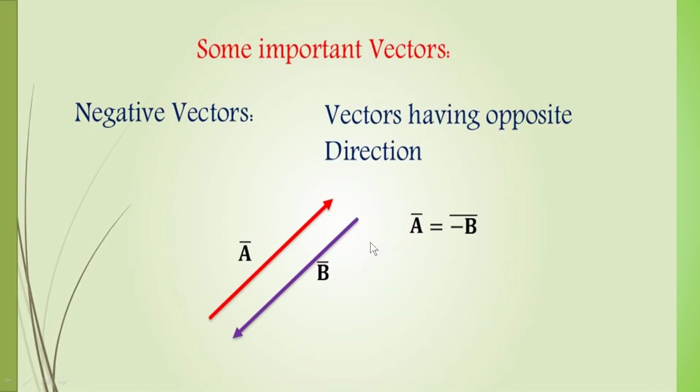Negative vectors: vectors having opposite directions. If one vector is directed upward and the other is directed in the opposite direction, then vector A and vector B are negative to each other. Their magnitude is equal, their direction is opposite. So we can say that these are negative vectors to each other, vector A and vector B.